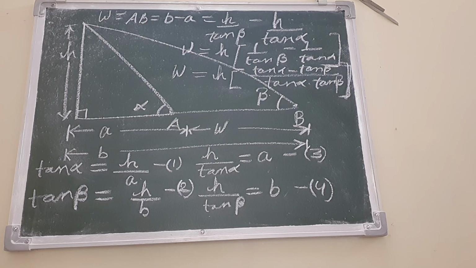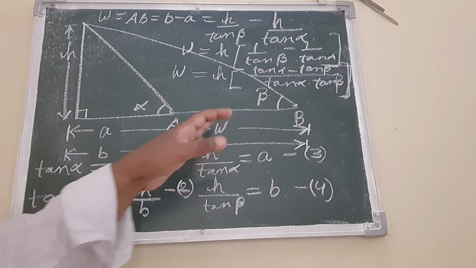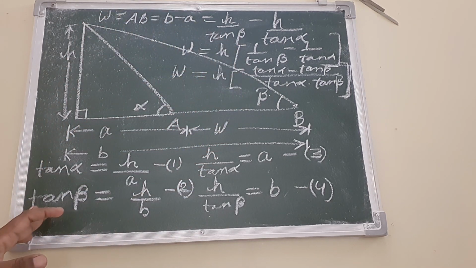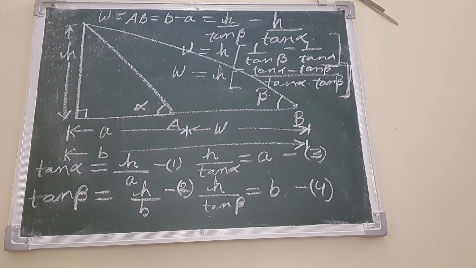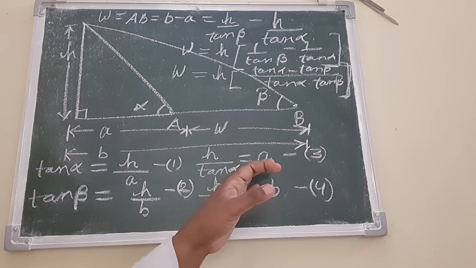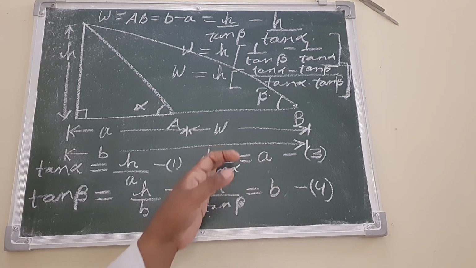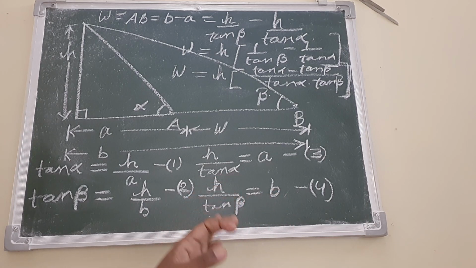From the heights and distances we can write tan alpha in the smaller right-angled triangle as opposite side upon base, that is h upon a. Similarly in the bigger triangle, tan beta is equal to opposite side upon base, that is h upon b. So from here we can write the values of a and b: a is equal to h upon tan alpha and b is equal to h upon tan beta. Now we can write the width. Width is equal to AB, that is b minus a.